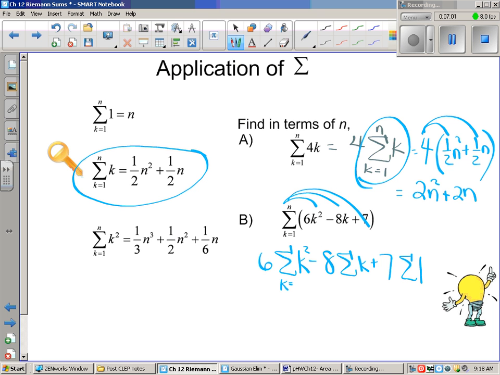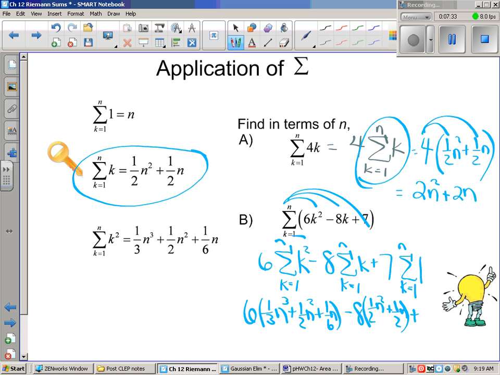Yes, each of these should say from 1 to n. Admittedly, I get a little sloppy with that at times. You'll probably notice that as I do some examples, even in class. I want you to understand that each one represents from k equals 1 to n, just as it says here in the problem. But what I'm looking for is, in place of the summation of k squared, that you put 1/3 n cubed plus 1/2 n squared plus 1/6 n, whoops, sorry, I forgot my n, minus 8. And in place of the summation of k, I'm going to put 1/2 n squared plus 1/2 n plus 7. And in place of the summation of 1, I'm going to put n.